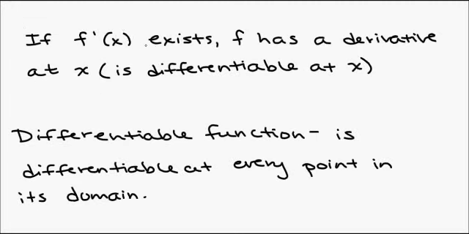Okay, and if f prime of x exists, then the function f has a derivative at x, which is the same thing as saying it is differentiable. So has a derivative means that it is differentiable at x. A differentiable function is differentiable at every point in its domain. So that's pretty straightforward.